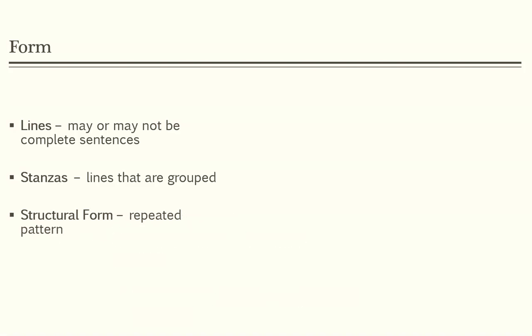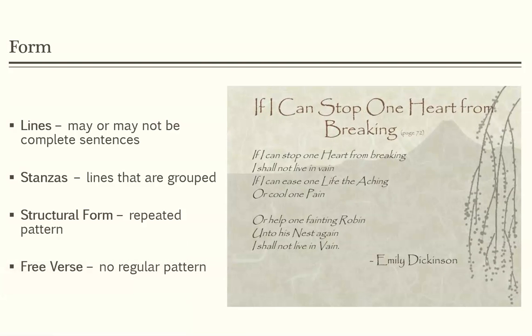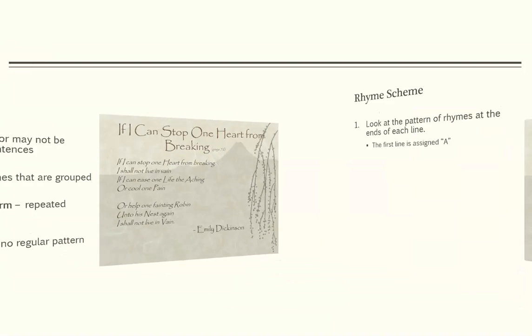The structural form is a repeated pattern. And some poets write in free verse, which means there is no regular pattern. So if you take a look at this poem, If I Can Stop One Heart from Breaking by Emily Dickinson, we can see that she has 2 stanzas. In the first stanza, she has 4 lines, while in the second stanza, she has 3 lines.